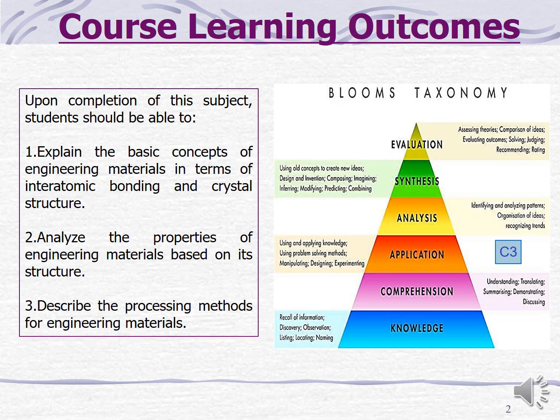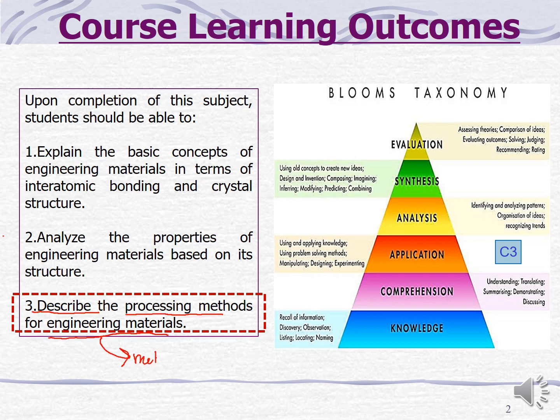As always reminded by all lecturers in the previous lectures, there are 3 course learning outcomes for this chapter. For this subject, the course learning outcome is to describe the processing methods for engineering materials. And in this chapter, we will only focus on the metals and its alloys.